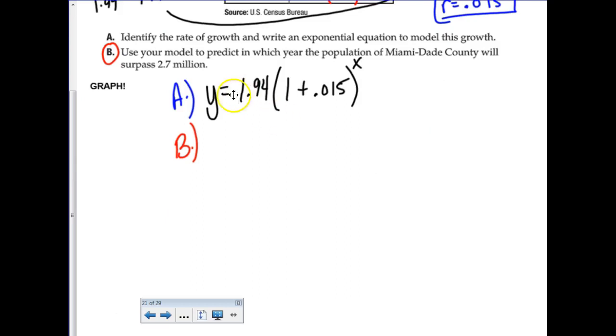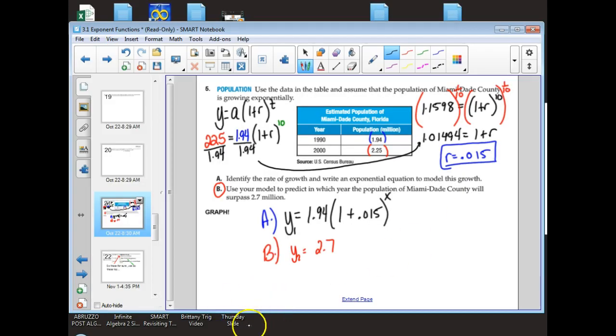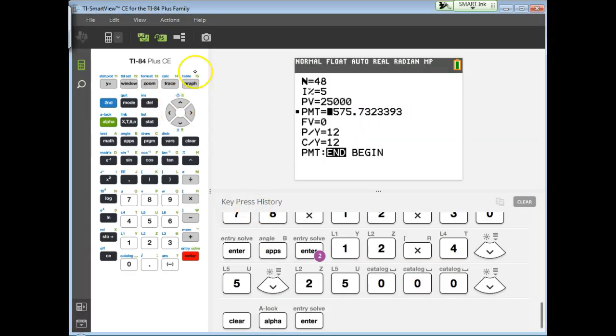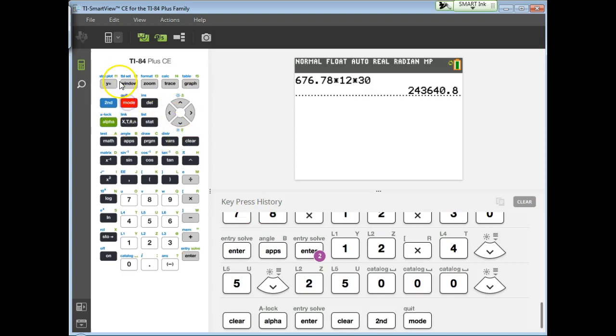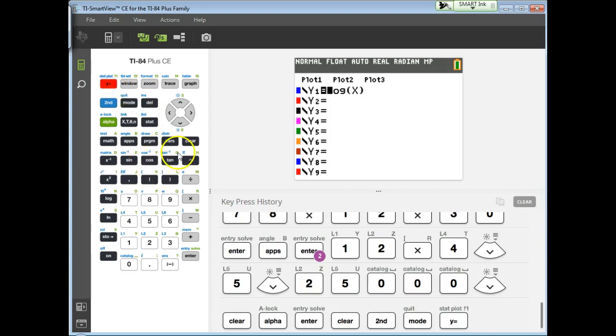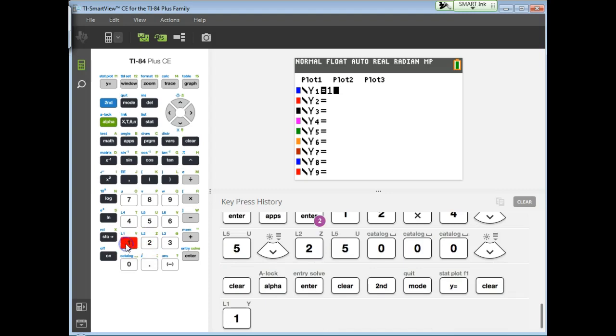Here's what we're going to do, guys. You're going to enter this into y1, and then into y2, you're going to enter your target. Your model wants to reach 2.7, right? So go ahead and get this function typed into y1, that function typed into y2. Ignore that. That's next week. What was it, 1.94?